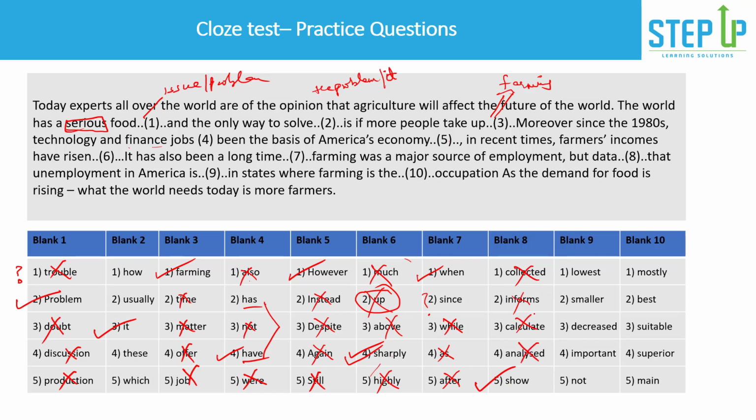Data show that unemployment in America is dash in states where farming is the dash occupation. Is, what should it be? Now these two would go together somewhere, right? 9 and 10, right? Similar in nature.